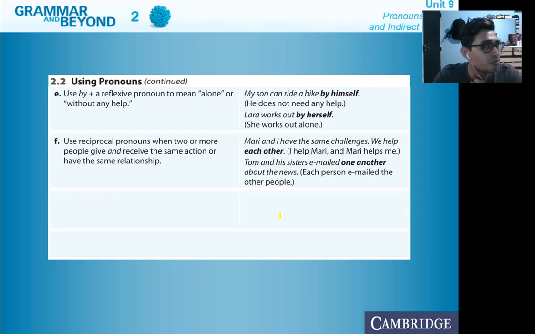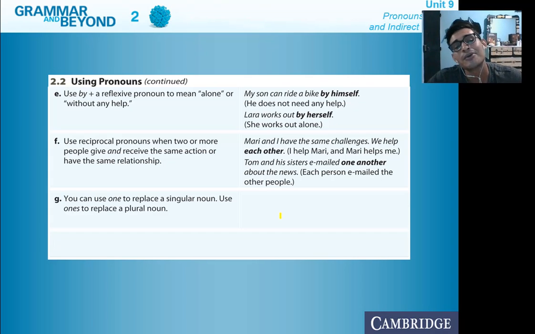Here, if you pay attention, we have Tom and his sisters. We don't know how many sisters, but maybe they are two. So we use one another when we have more than three people talking in a conversation, okay? And we use each other when we talk about two people, okay? I hope you remember that.